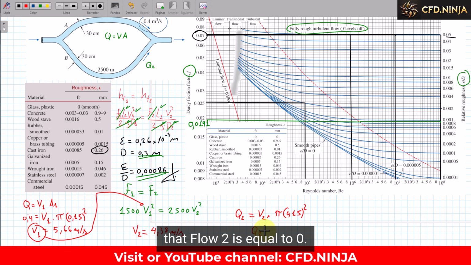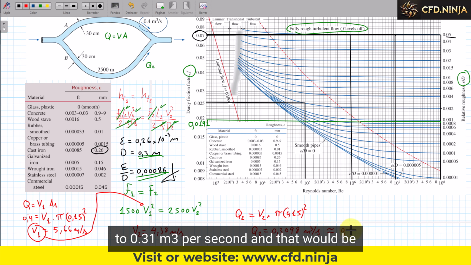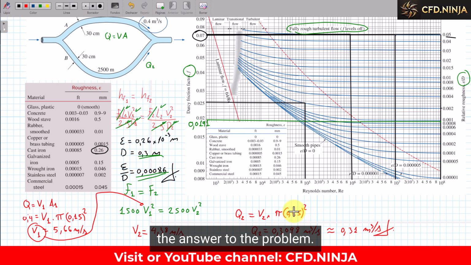Finally, from here I get that flow 2 is equal to 0.3098 cubic meters per second, which we can approximate, if you wish, to 0.31 cubic meters per second, and that would be the answer to the problem.